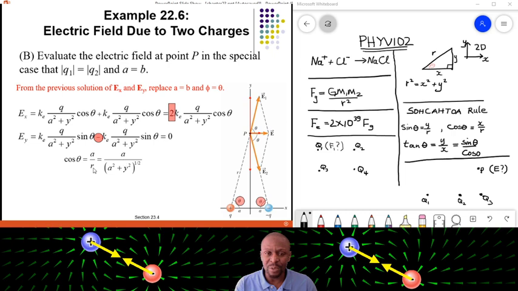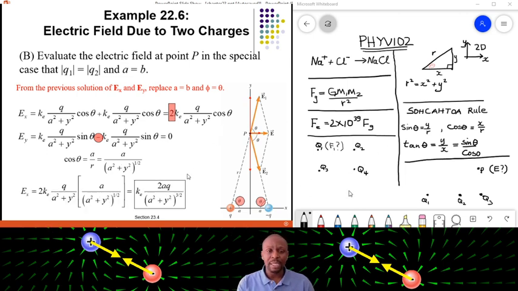We know what A over R is. Then we can replace the R. Remember, R squared is equal to A squared plus Y squared, so R is just the square root of A squared plus Y squared. Now, we plug this in that equation, and this is what you are going to have as the x component of your electric field. All right.